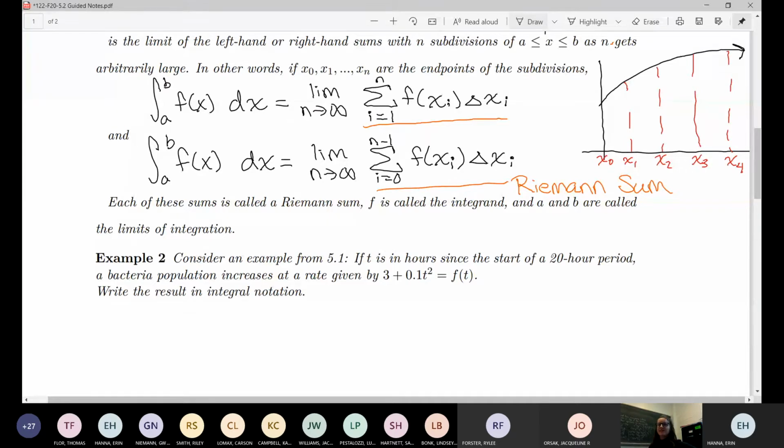Okay, anyway, we've got this scary notation to just say if we could take infinitely many rectangles, we could find the area. So we have this new notation for this thing called an integral. Consider the example that we looked at last time, the one we just started with at the beginning of class. t was in hours since that 20-hour period, and the bacteria population was increasing at a rate of 3 plus 0.1 t squared.